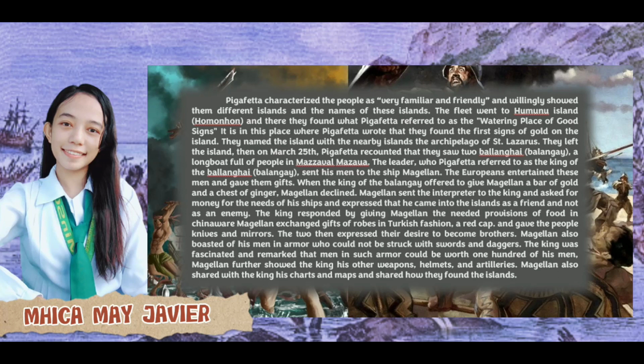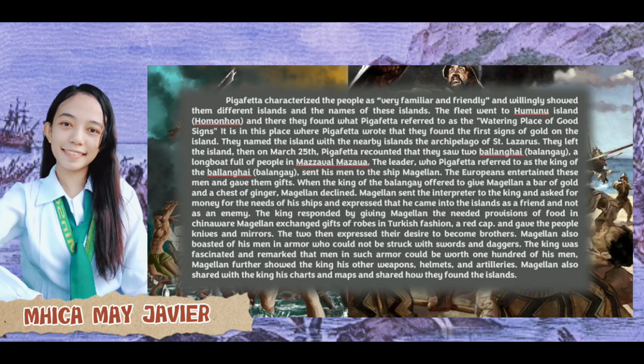ship of Magellan. The Europeans entertained these men and gave them gifts. When the king of the balangay offered to give Magellan a bar of gold and a chest of ginger, Magellan declined. Magellan sent the interpreter to the king and asked for provisions for the needs of his ships and expressed that he came into the island as a friend and not as an enemy.